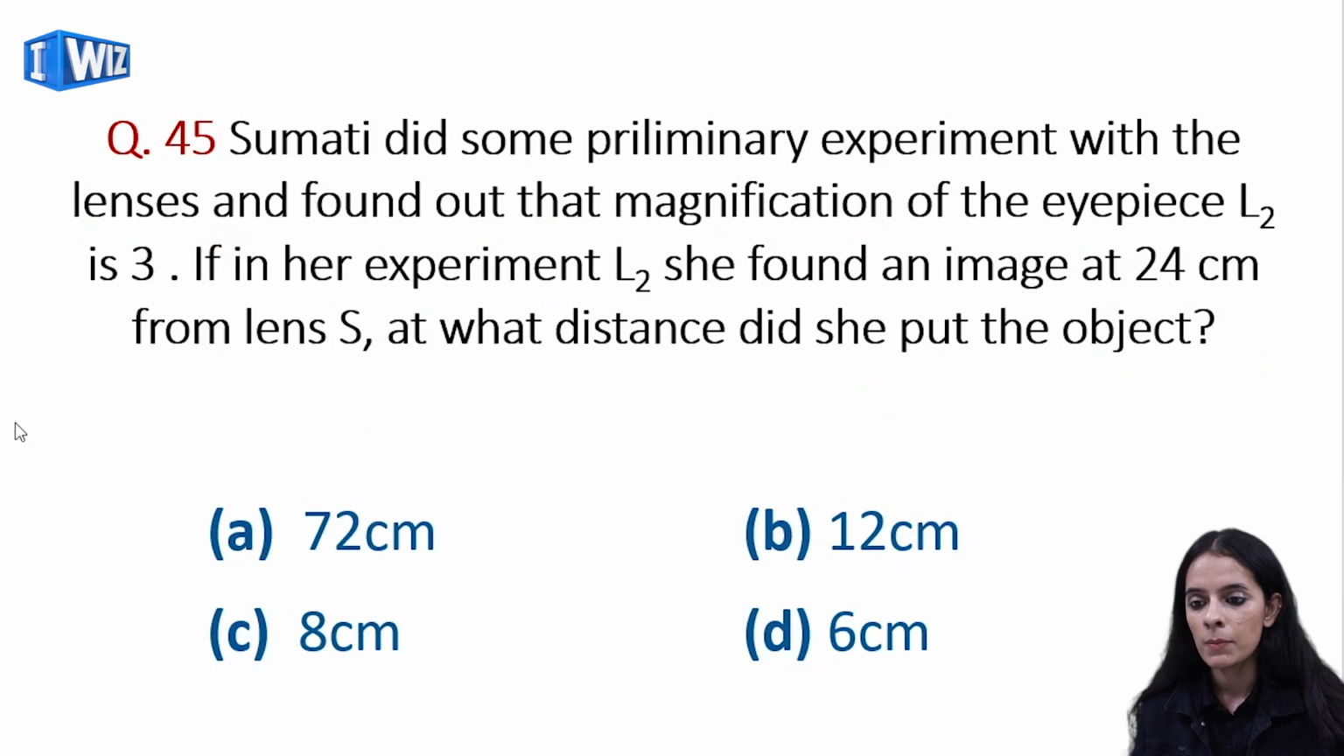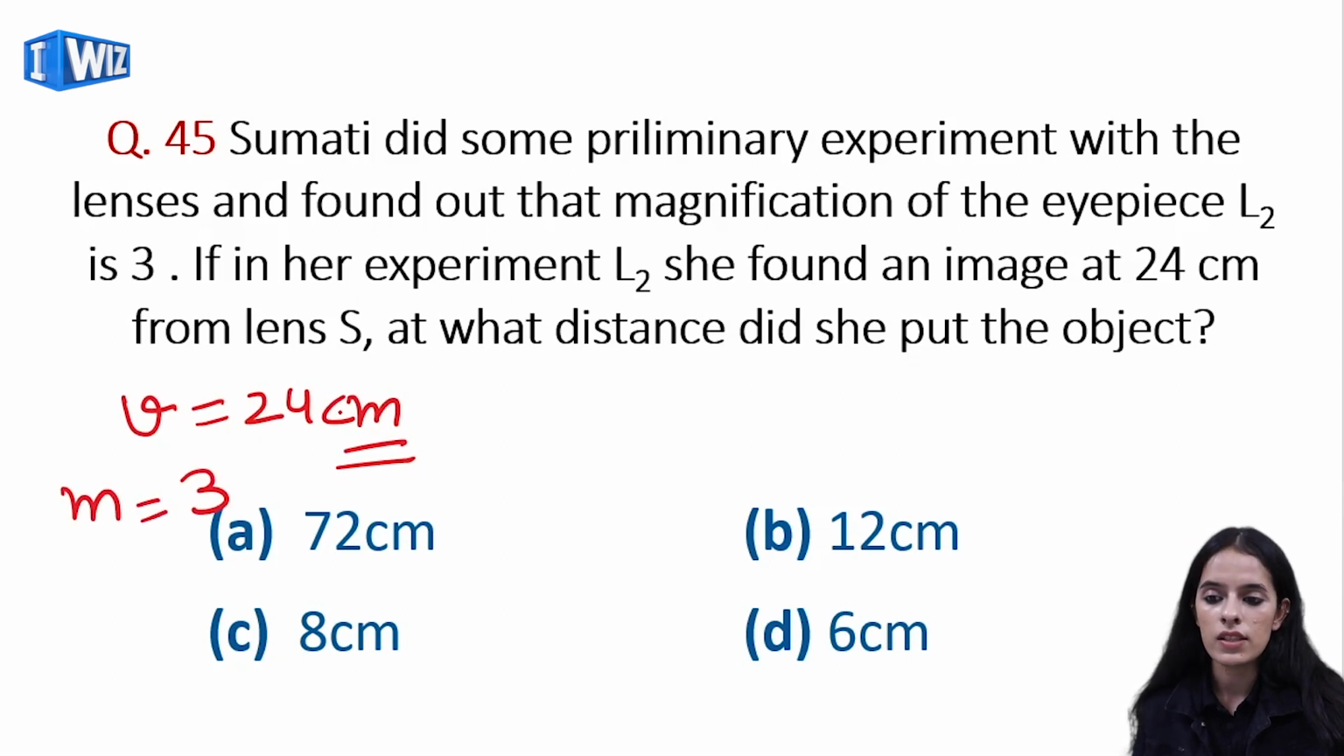Sumati did some preliminary experiment with the lenses and found out that the magnification of the eyepiece L2 is 3. In her experiment, she found an image at 25 centimeter from the lens and magnification is coming out 3. So at what distance did she put the object?